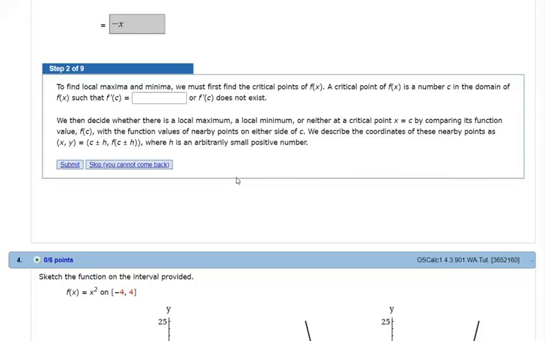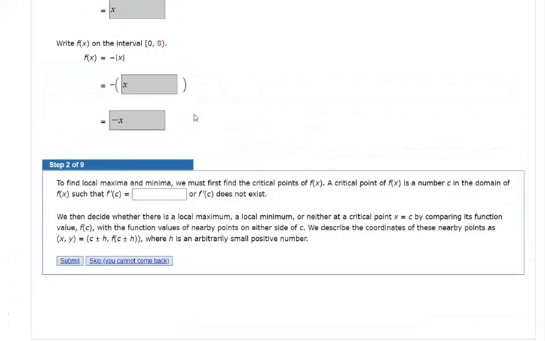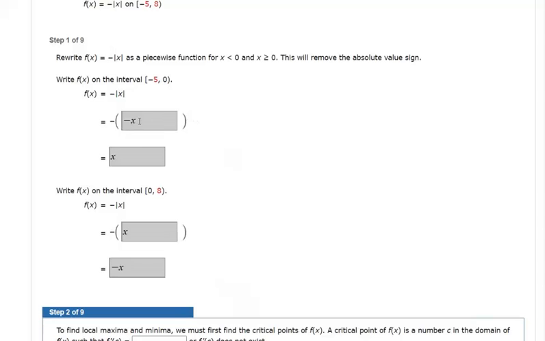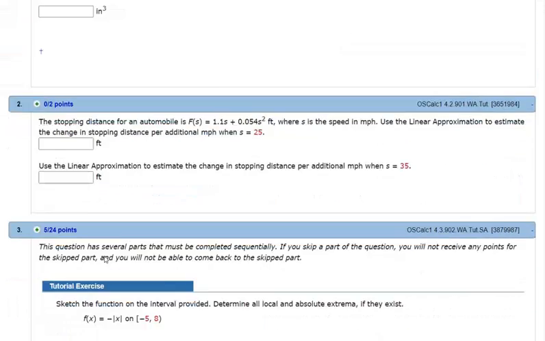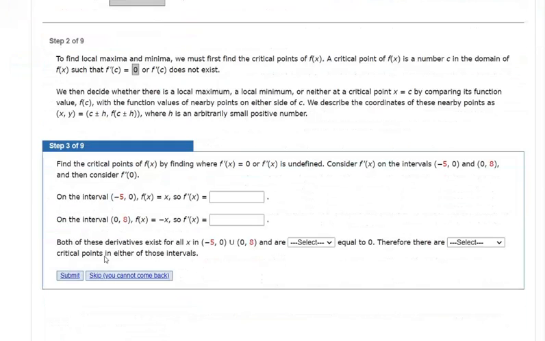To find the local maximum minimum, we must find the critical points. Critical point is the number in the domain such that the derivative equals 0 or the derivative does not exist. So if you try to take a derivative of both these, set them equal to 0, you're going to solve and you're going to get x equals 0 as a critical point. The interval -5 to 0, f(x) equals x. So the derivative is 1, and the derivative up here is -1.